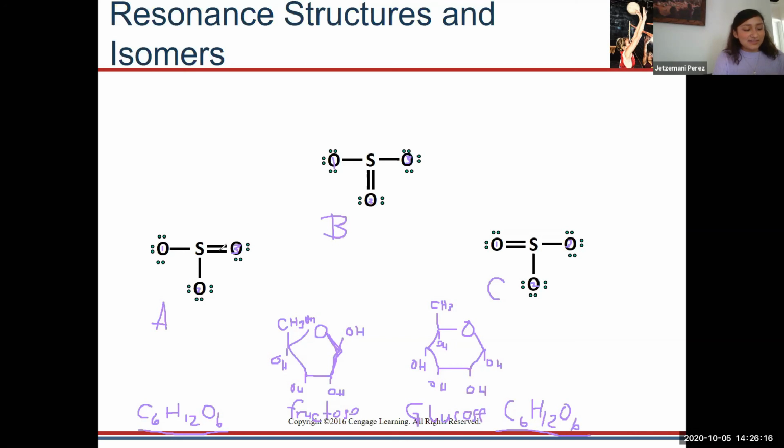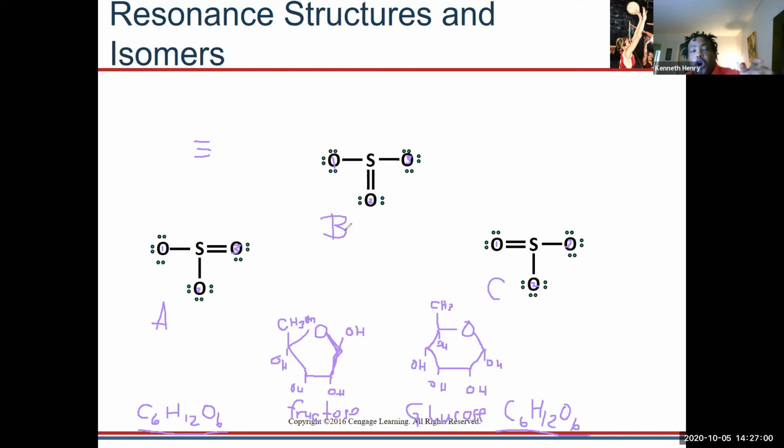This is a single bond. This is a double bond. If there are 3 lines between it, it'd be a triple bond. So you're right. Oxygen 1 has a single bond. Oxygen 2 has a double bond. Now the difference between these guys compared to structure B is where that double bond is located. The double bond is located on oxygen 3. Where is it located on structure B? On oxygen 2.